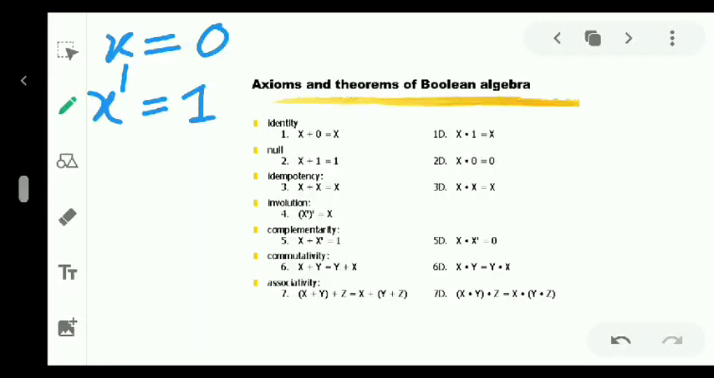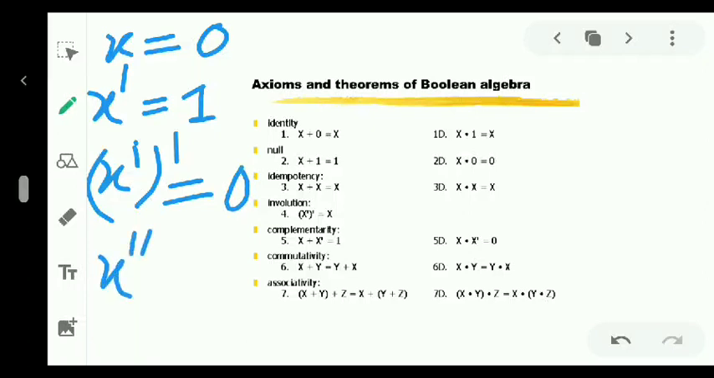So x bar, then whole bar. Again I am complementing it. X bar, that is the x complement, then again I am complementing it one more time. So x bar value is 1. Again if you do the complement, then we will get the opposite value. X complement value is 1, then the opposite one is 0. See, it is the same as x value. So that's why it is saying x double complement is equal to x. Or you can write it in this way also, or x complement, then whole complement. Both you can write.